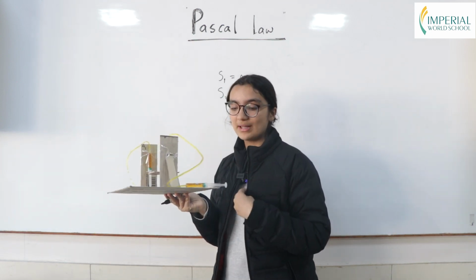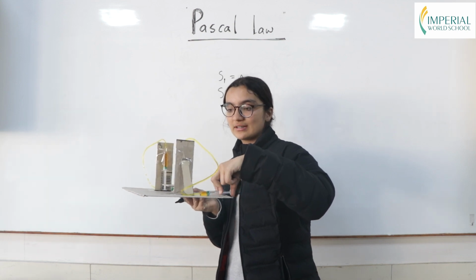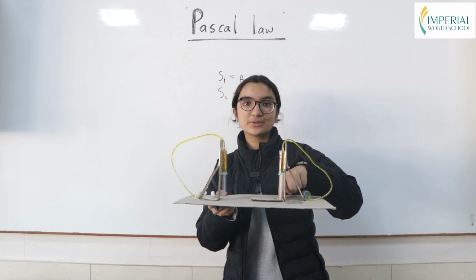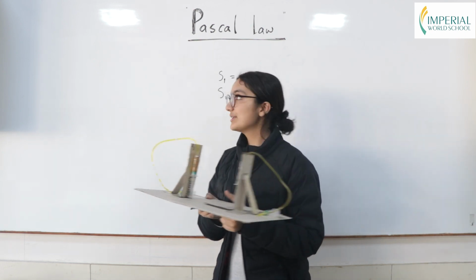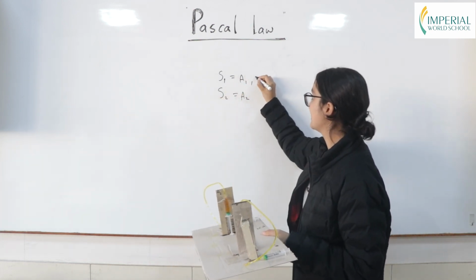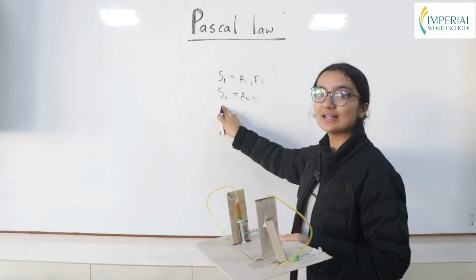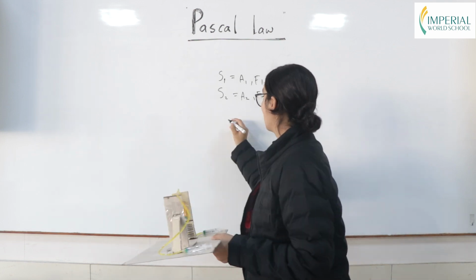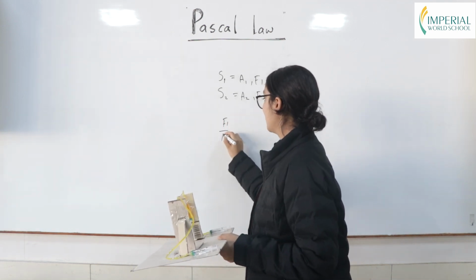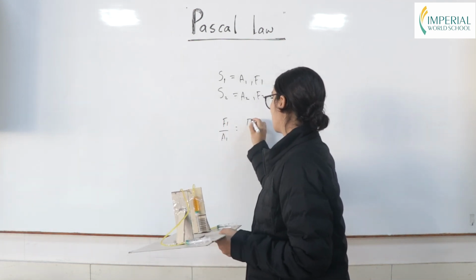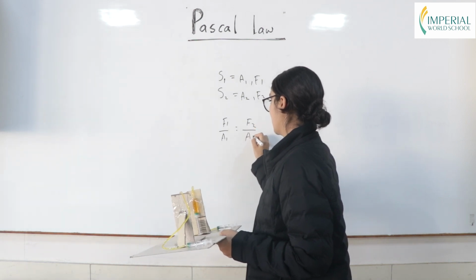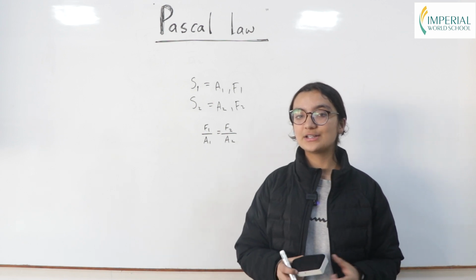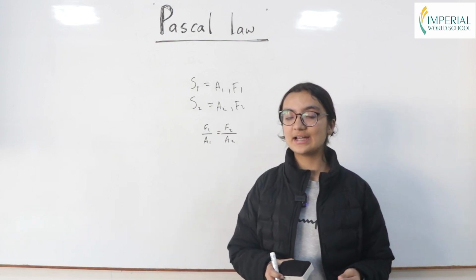Now, if I apply a force of F1, then syringe 2 comes down with the help of force 2, which means that syringe 1 has a force of force 1 and syringe 2 has a force of force 2. Now, according to Pascal's law, force 1 by area 1 should equal force 2 by A2. Some applications of Pascal's law are hydraulic press, hydraulic brake, and hydraulic lifts.